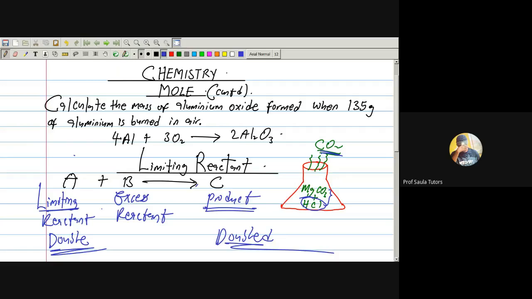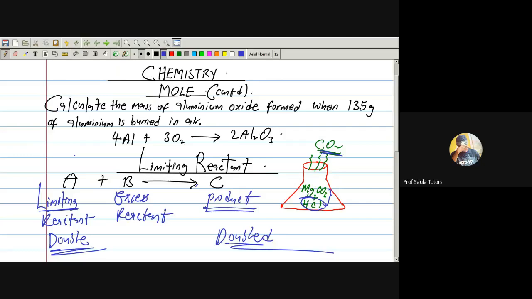Now, don't forget I said something, and we are going to repeat it together again. Pay attention. Repeat after me. The amount of products formed is directly proportional to the amount of limiting reactant. What did I say? The amount of products formed is directly proportional to the amount of limiting reactant.